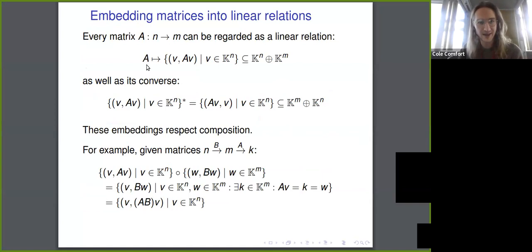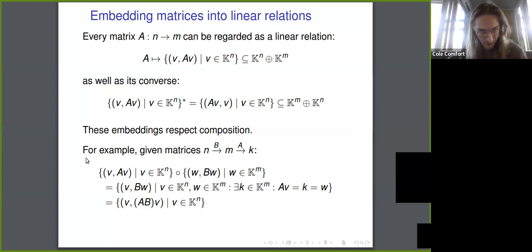What you do is you take your matrix A, and assign to it the relation which is the graph of the matrix. So it relates all vectors V to vectors A times V. But you can also do things in the other direction: if you take the relational converse, then it relates A times V to V. But no matter which embedding you choose, as long as you are consistent with it, matrix multiplication is reflected in the relational composition of matrices regarded as relations.